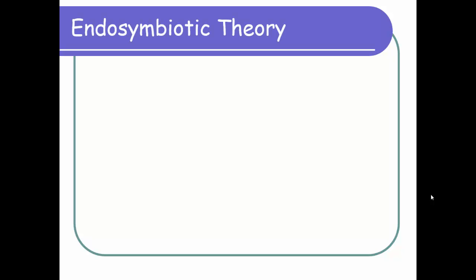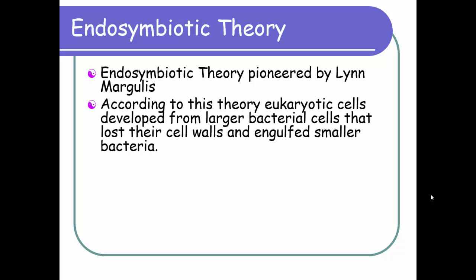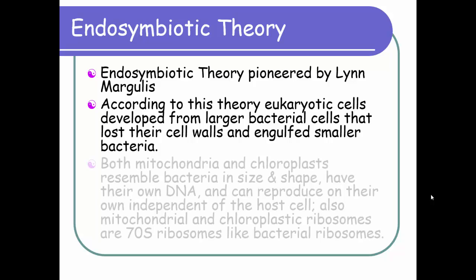I mentioned that the mitochondria and the chloroplasts are double membrane-bound organelles. The endosymbiotic theory, pioneered by Lynn Margulis, states that eukaryotic cells developed from larger bacterial cells that lost their cell walls and engulfed smaller bacteria, which they enslaved to make energy for the cell.